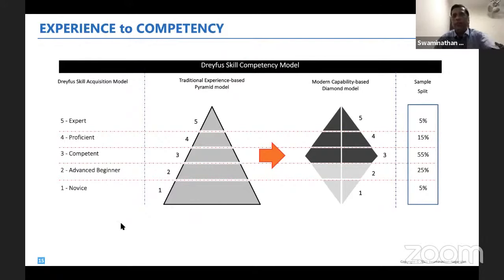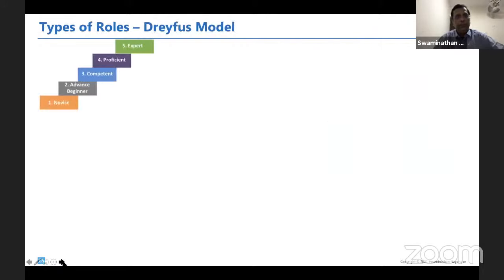Number two, this model has become obsolete now. We are shifting to a capability, a competency-based model. What is a competency here? Take any skill, for example, a Java programmer, a data scientist, a Python programmer, or an interface architect. Behind every role, you have 5 categories. One is called expert, one is called proficient, competent, advanced beginner, and novice. This is called a model.